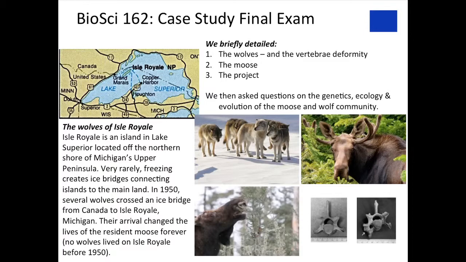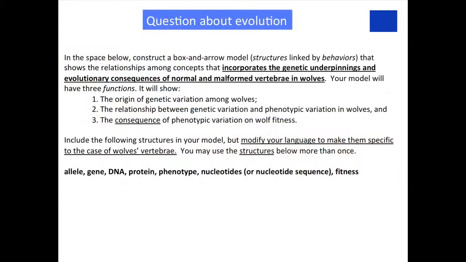This is real biology. So we give students a case they've never seen before. All right, and there's more reading to this, but we talk about the wolves and the moose and the project, and then we ask questions about genetics, ecology, and evolution, because guess what? That's our course. We're supposed to do genetics, ecology, and evolution. All right? So here's the question about evolution.